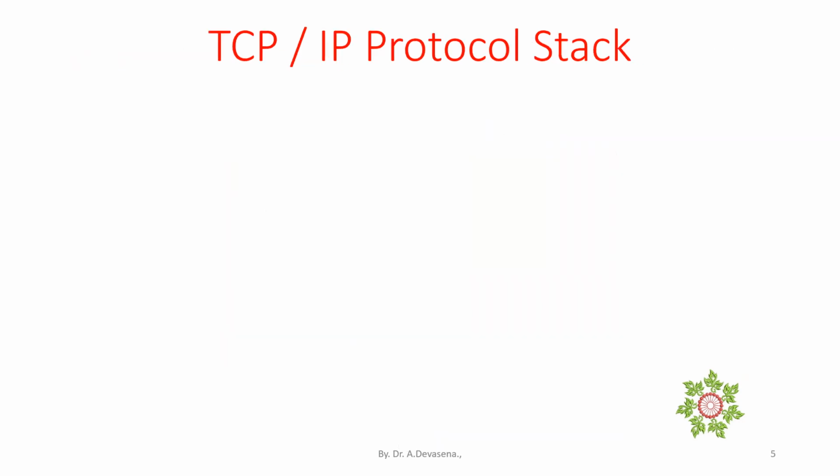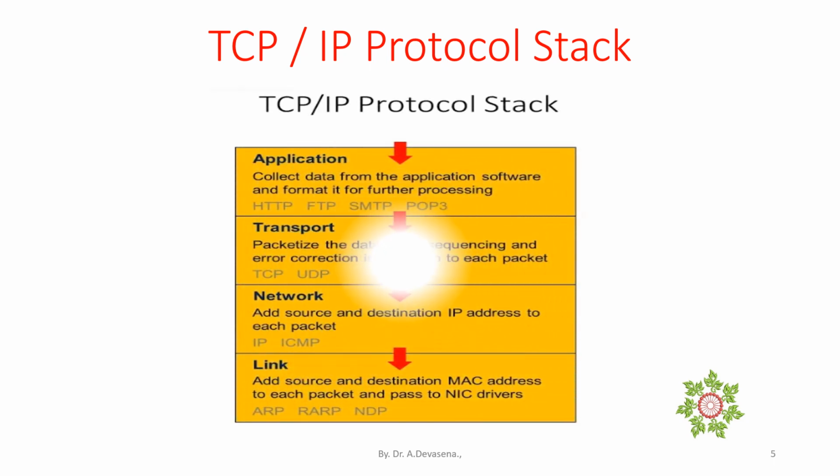See the TCP/IP protocol stack diagram. This is the TCP/IP protocol stack. Here we have 4 layers, that is application layer, transport layer, network layer, and link layer. In further slides we are going to discuss this in detail.